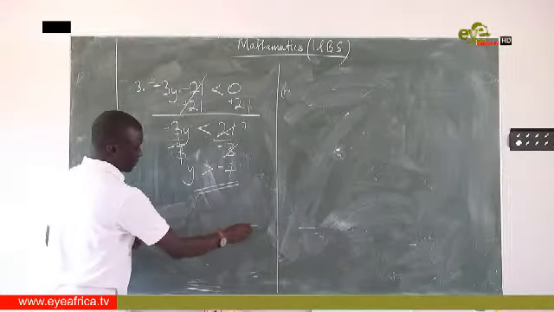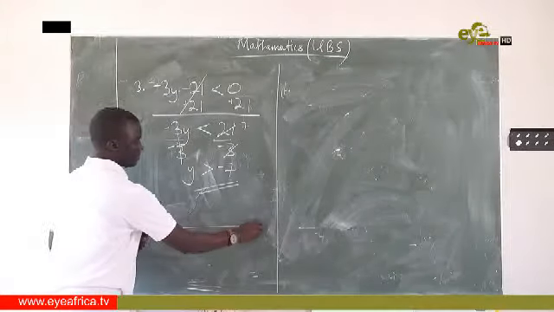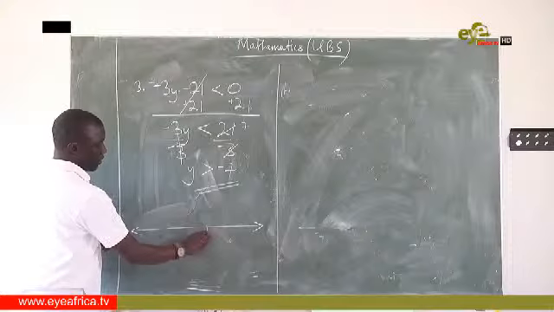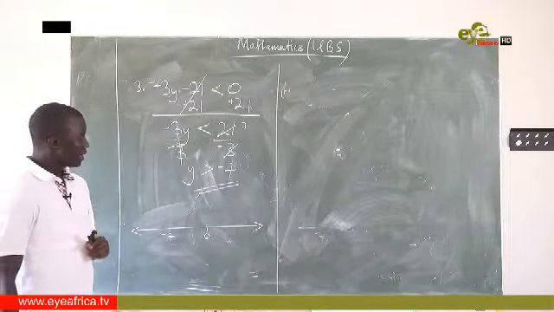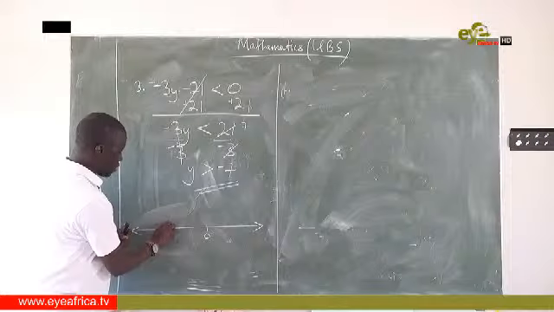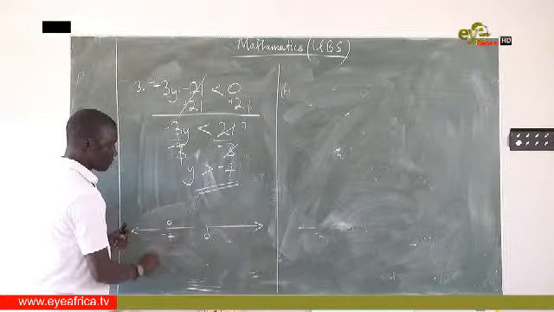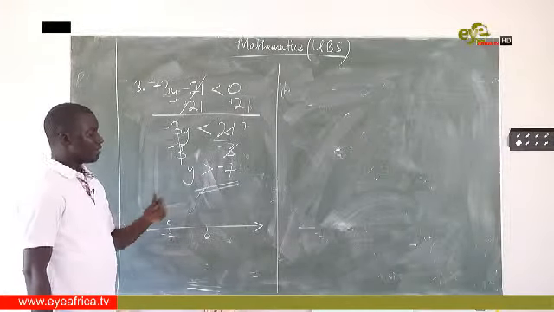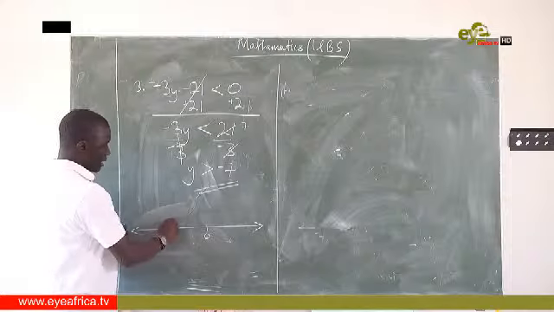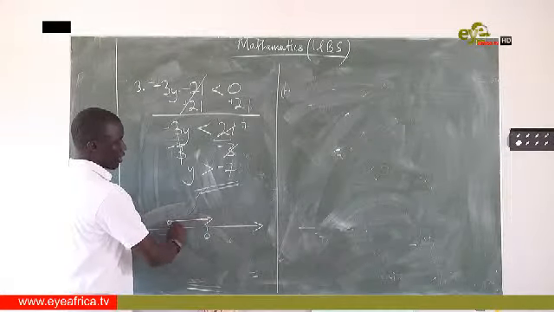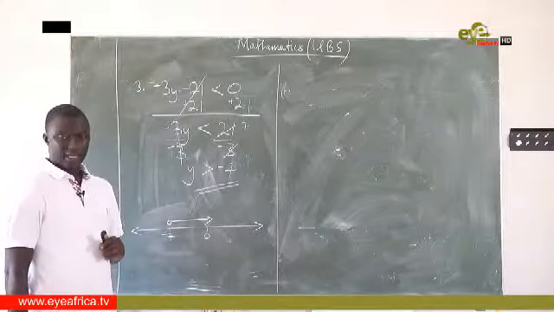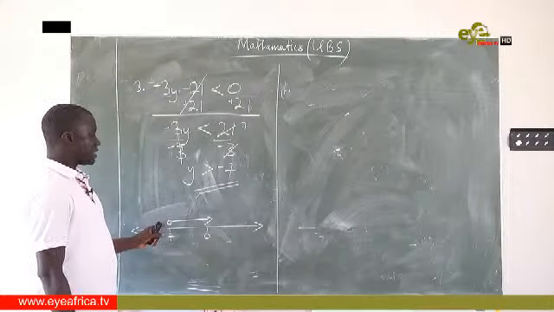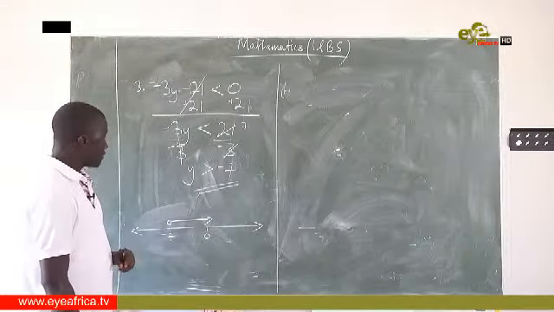We have our number line, we put our 0, and we locate our negative 7. Negative 7 is not inclusive because it's greater than. And then it points in this direction, showing that all the digits on this side, from negative 6 onwards, are greater than negative 7. So y is therefore greater than negative 7.